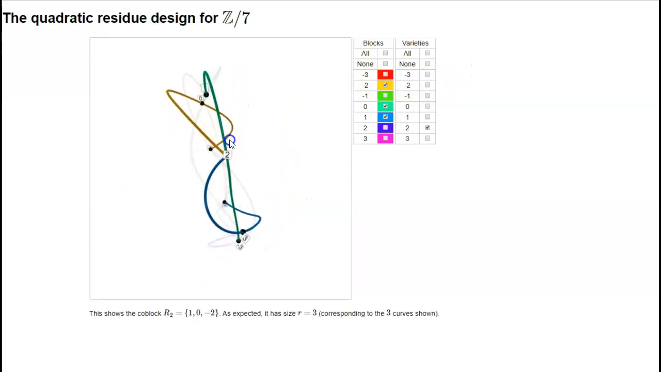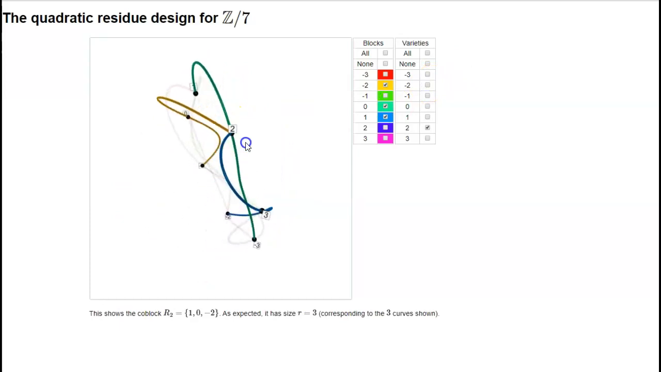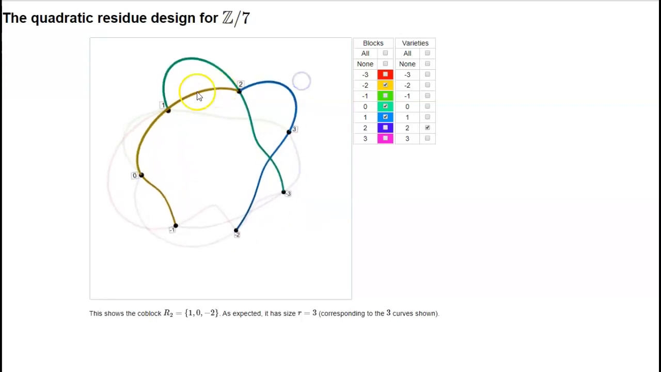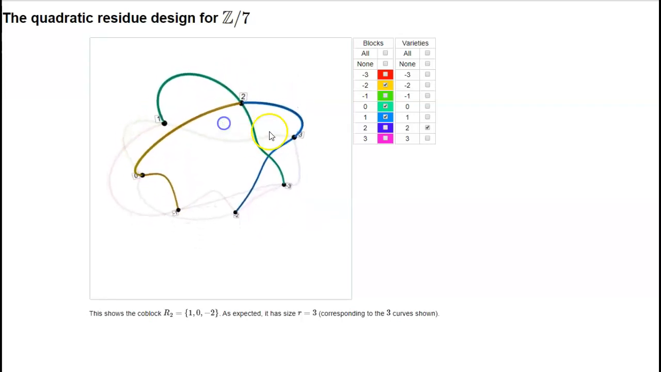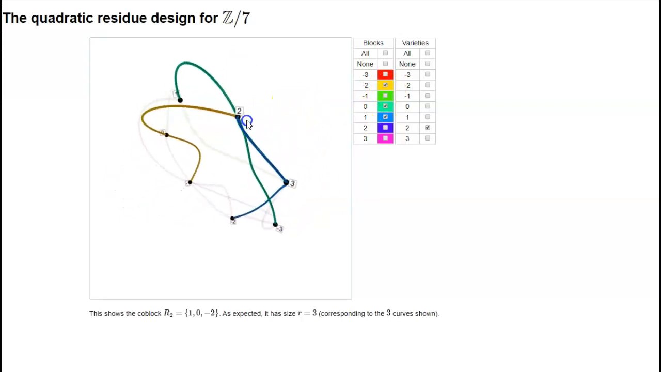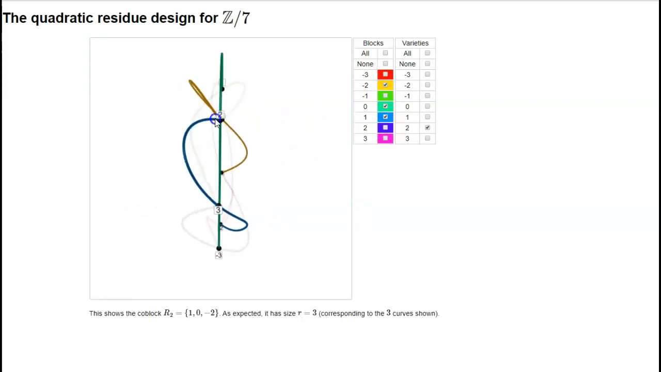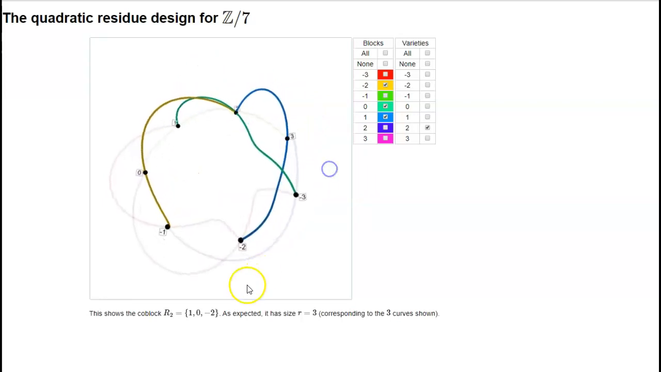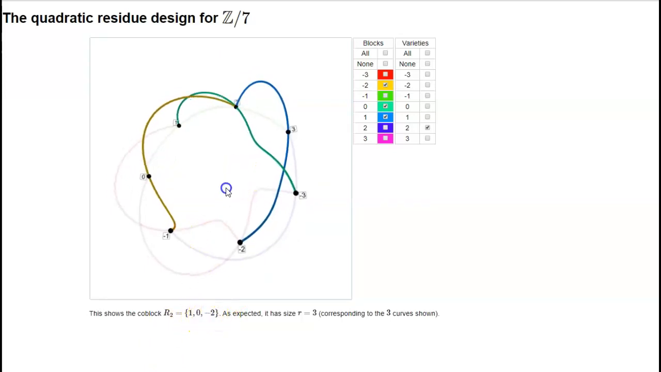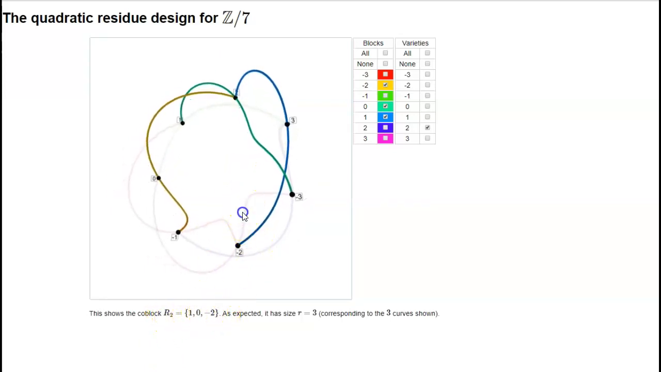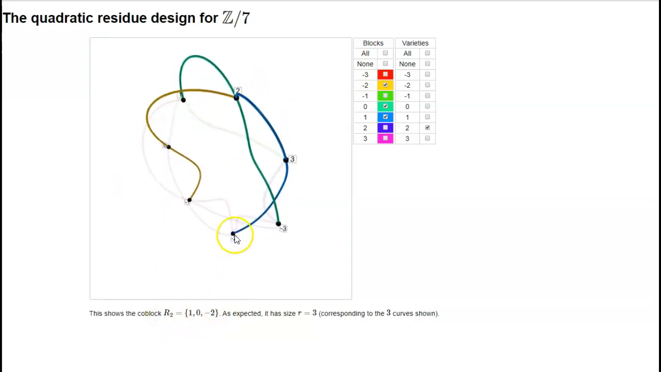Here's variety 2, and we see that it's in this gold-coloured block here at the end of it, and also at the end of this blue-coloured block, and in the middle of this green block. The gold one is block -2, the green one is block 0, and the blue one is block 1. So 2 is appearing in blocks 1, 0, and -2, so the set R2 is 1, 0, -2. And as we expect, the size of this capital R set should be the number little r, which is 3.